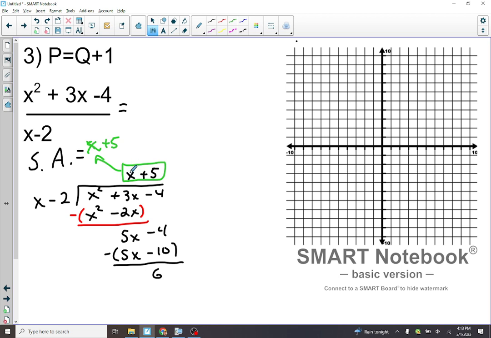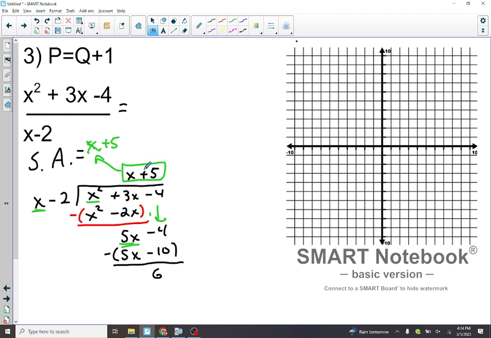Ready? So I look at this and ask, what do I need to multiply to match this thing? So I choose x. x times x will be x squared. It goes under the x squared, and then I have to multiply this by x also, so -2x. Subtract down. 3x minus -2x is 5x. Then you figure out what x needs to match with 5x, and you choose 5. Bring down the -4 here, but this is 5x. 5 times -2 is -10.